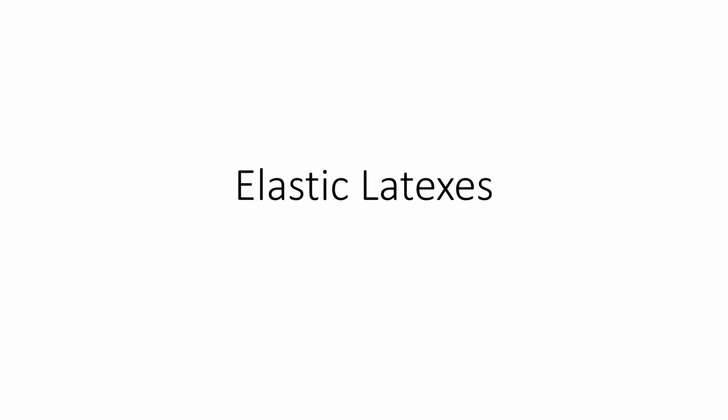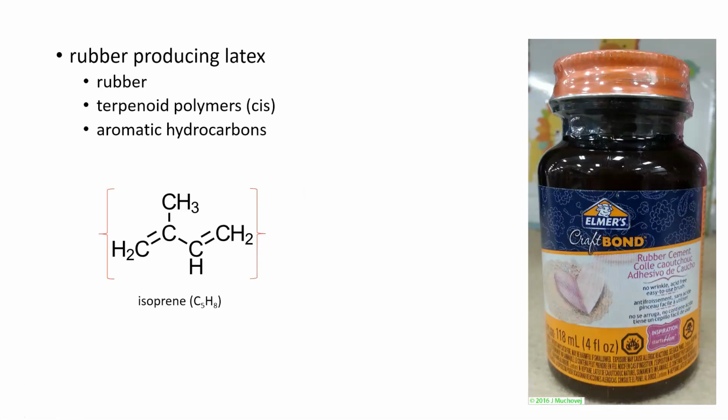Elastic latexes. We're looking at something that we're going to call a rubber-like material. It's put together of polymerized terpenoids. An isoprene unit is 5 carbons together, C5H8, so it is a hydrocarbon. There are double bonds. It is not very soluble in anything.